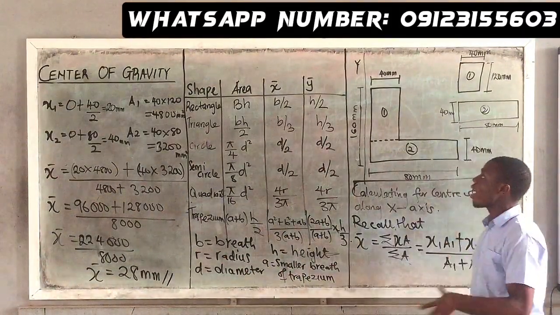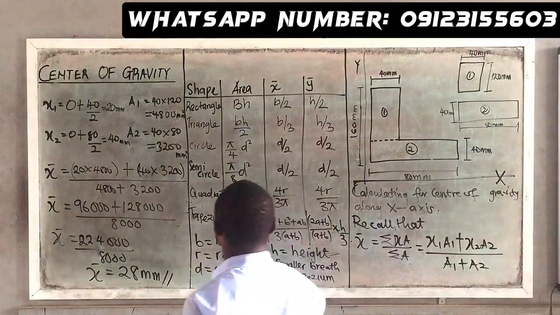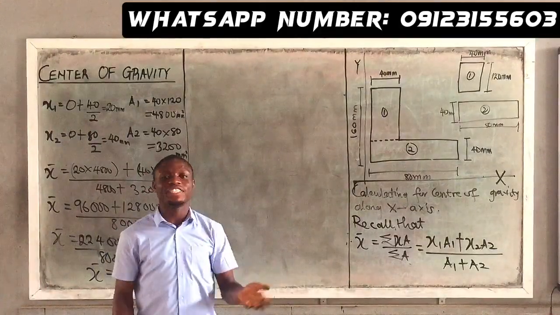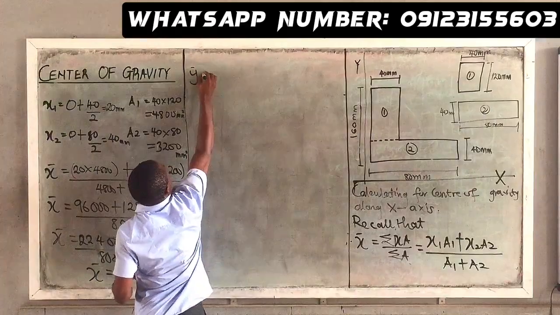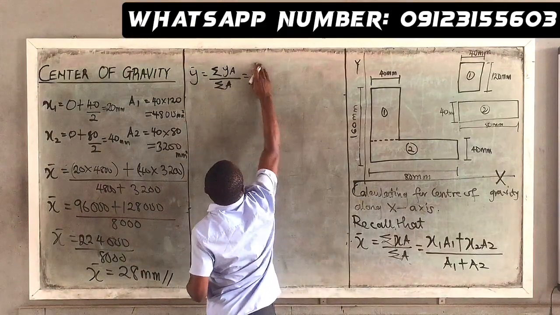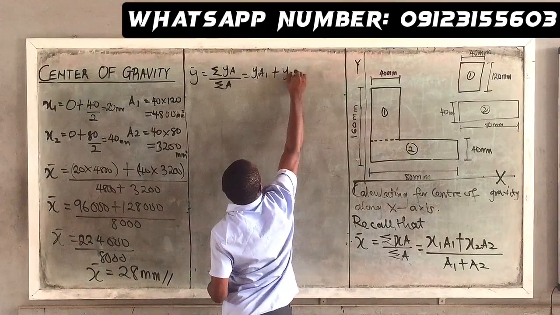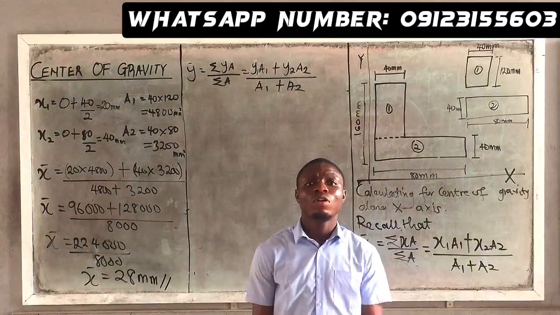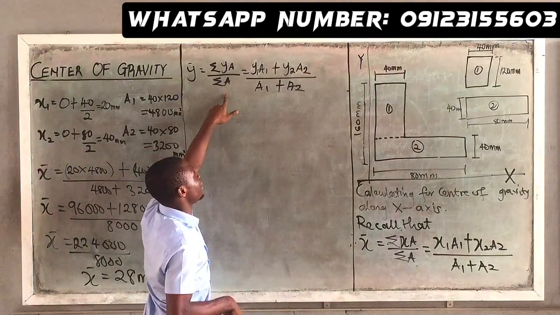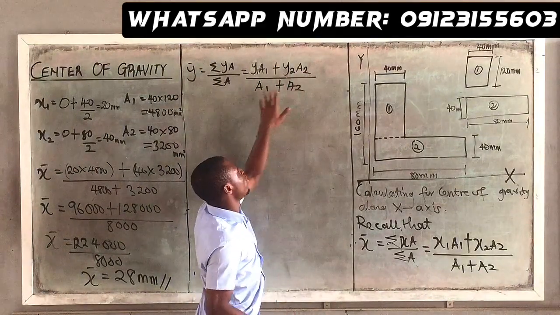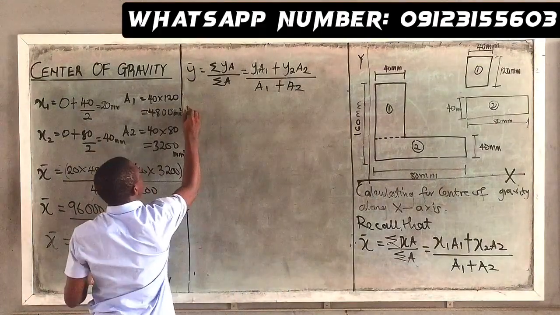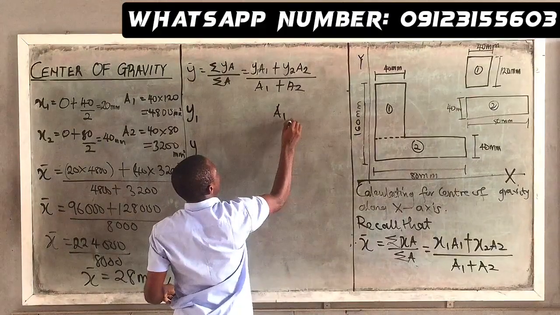So let's find the center of gravity along the y axis, please. We said y bar is equal to summation yA over summation A. That becomes y1 A1 plus y2 A2 all over A1 plus A2. Of course, the only thing that does not change here is your area. So my area becomes the same.